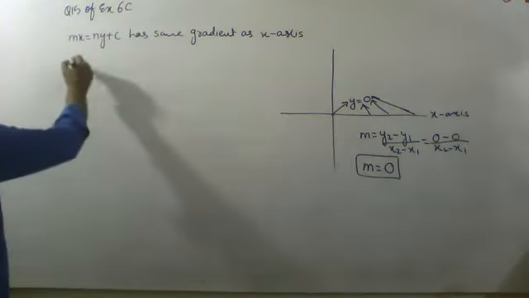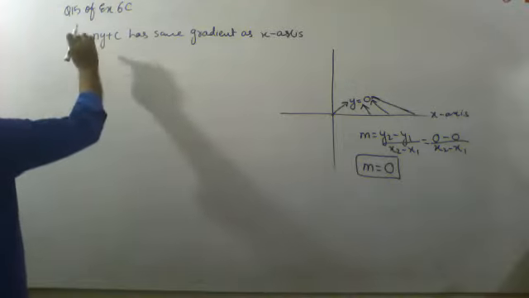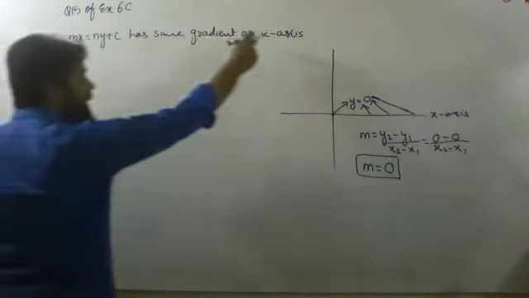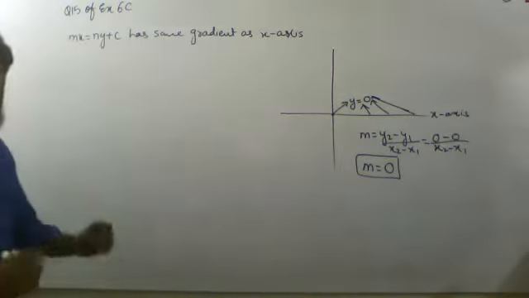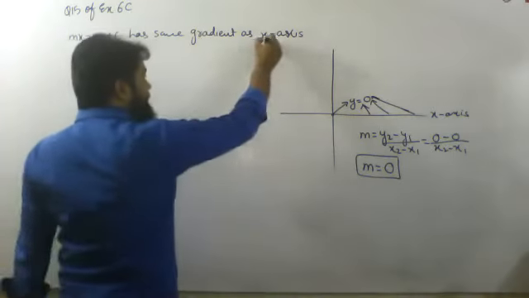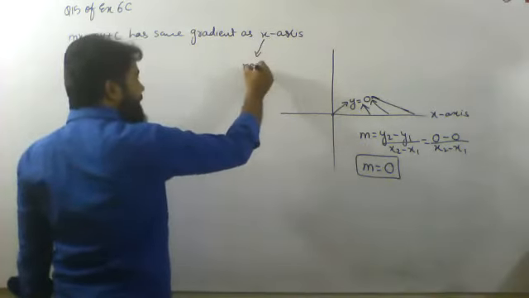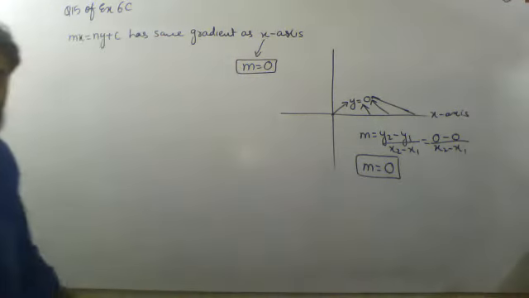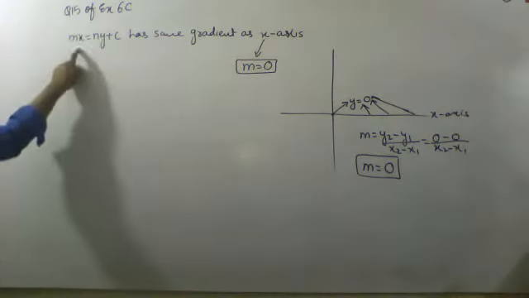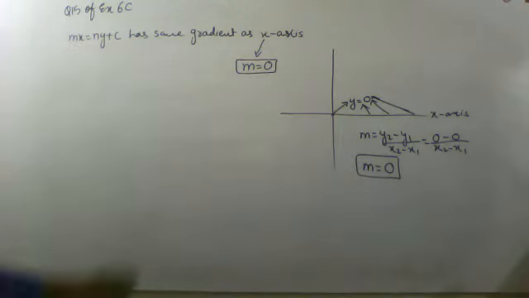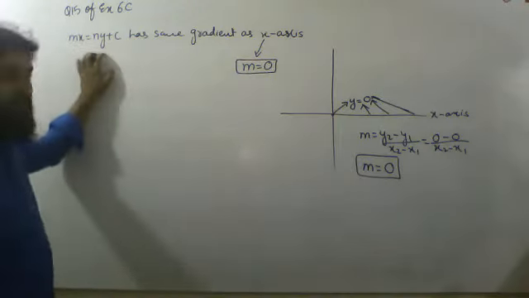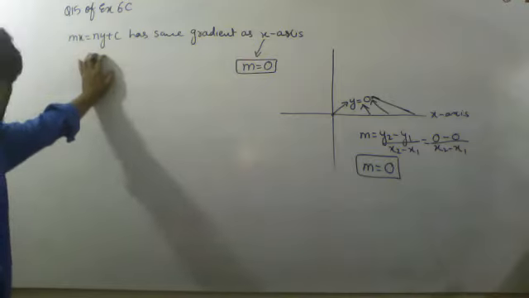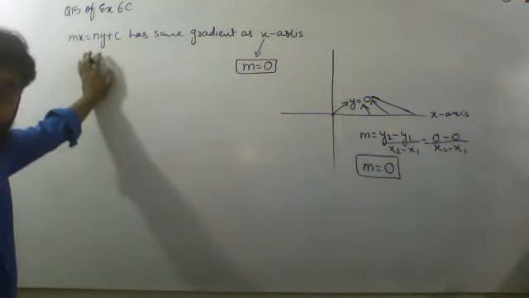Okay. So now they are saying that the gradient of this one and the gradient of the x-axis are the same. So it means for the x-axis, the gradient will be 0. Okay. Now I have to find the gradient of this one. When we have to find the gradient from an equation of a line, then y should be the subject of the equation.